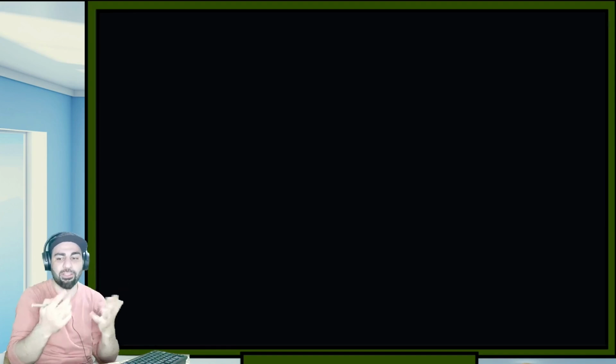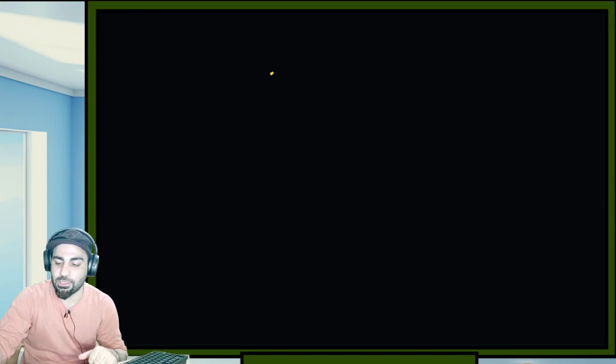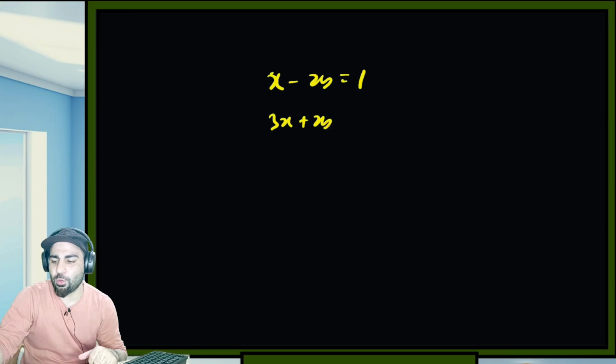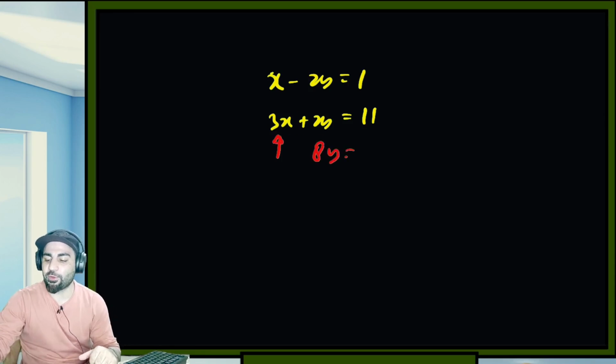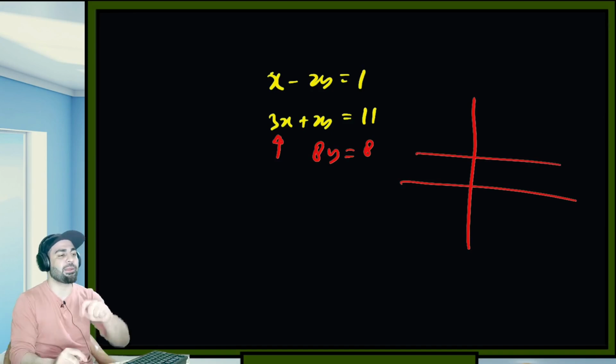The goal is to knock off one variable. If we have 2 equations and 2 variables, let's suppose we had x minus 2y is equal to 1, and we had 3x plus 2y is equal to 11, something like this. Okay, so we knocked off this variable, and this became 8y is equal to 8. So this became a line parallel to the x-axis, because we want to remove the effect of x. That's what we want to do.